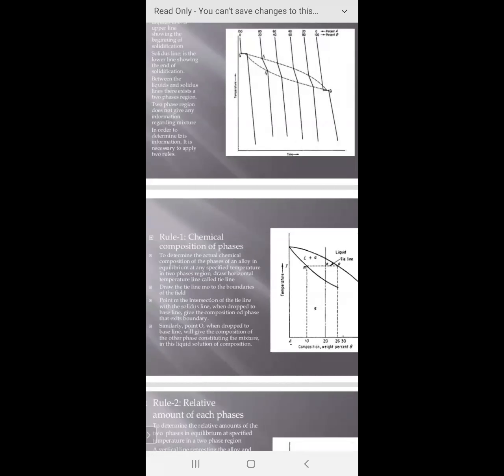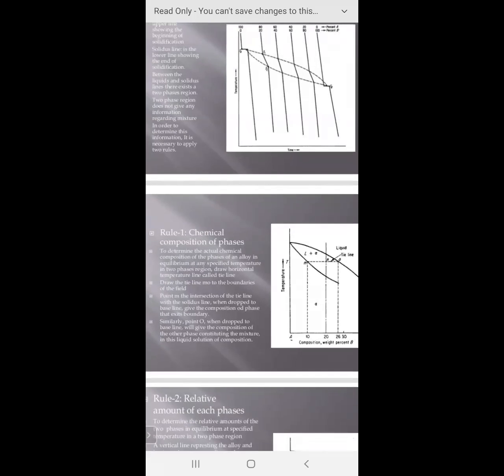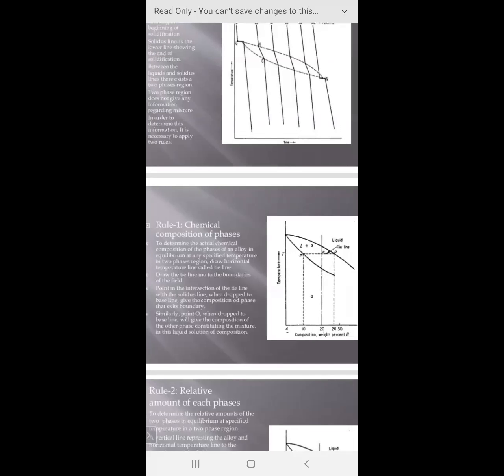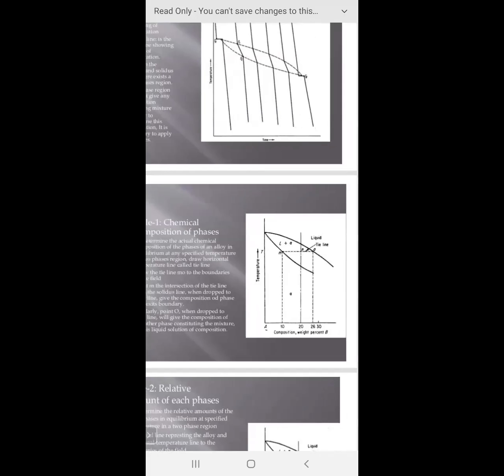Next, similarly, point O, when dropped to the baseline, gives the composition of the other phase, consisting of the mixture in the liquid solution. Here, this one is 26%. Between these is the point N. Then we have taken the point at 20. That is liquid plus solid.